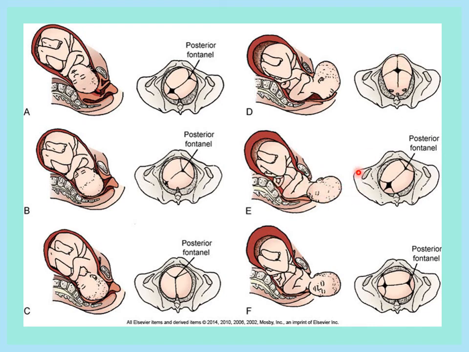In E, you see here that the fetal head is once again turned back the way it was here, in restitution. And the posterior fontanelle, as you see, is here as it was here. And as you come out, the fetal head turns again till now it's transverse, so that the rest of the fetus can be born.